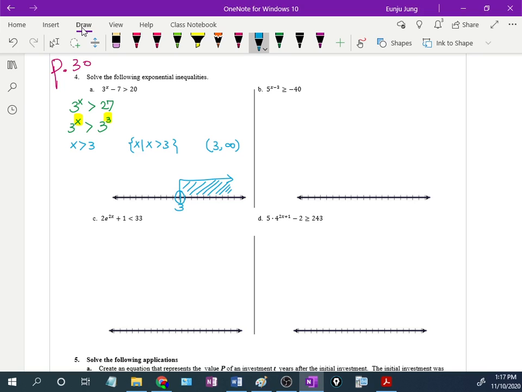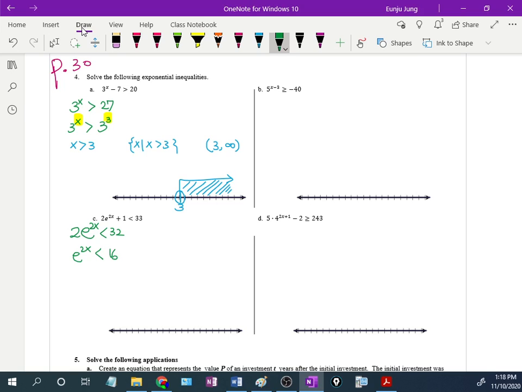Can we do C first? Alright, so let's do the problems. 2 times e to the 2x power plus 1 is less than 33. You see, I see the number 2 and the letter e at the same time, right? So let's subtract 1 from both sides. What do I get? 32. Alright, let's divide both sides by 2. So this will be 16.